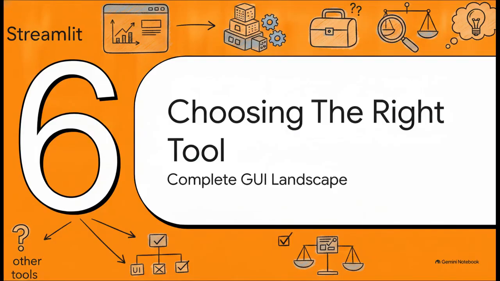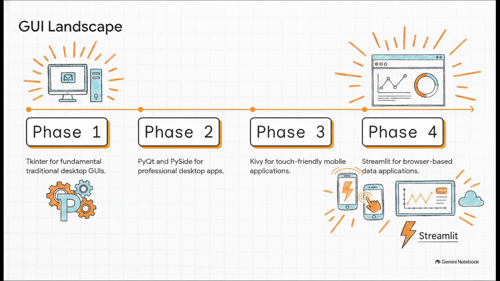Almost at the finish line. Section 6. Choosing the right tool and a look at the complete GUI landscape. Think of this timeline as your ultimate cheat sheet so you never pick the wrong tool for the job. Need a basic, built-in desktop tool? Stick to Tkinter. Building a highly polished, professional, installable desktop app? Reach for PyQt or PySide.